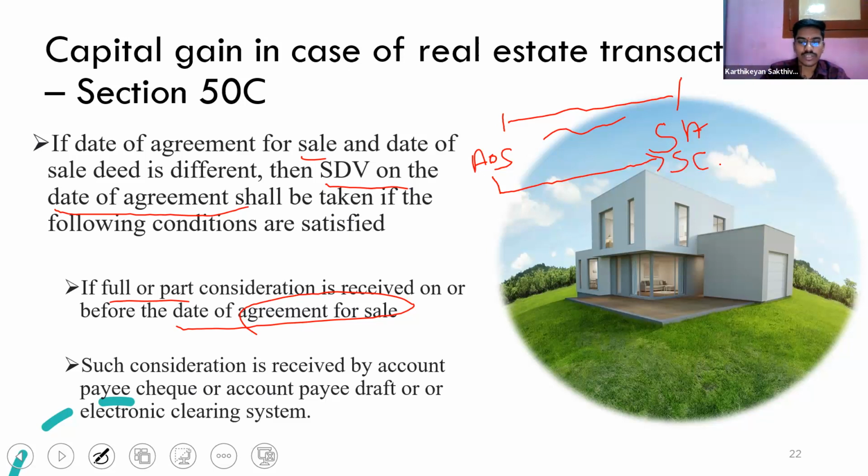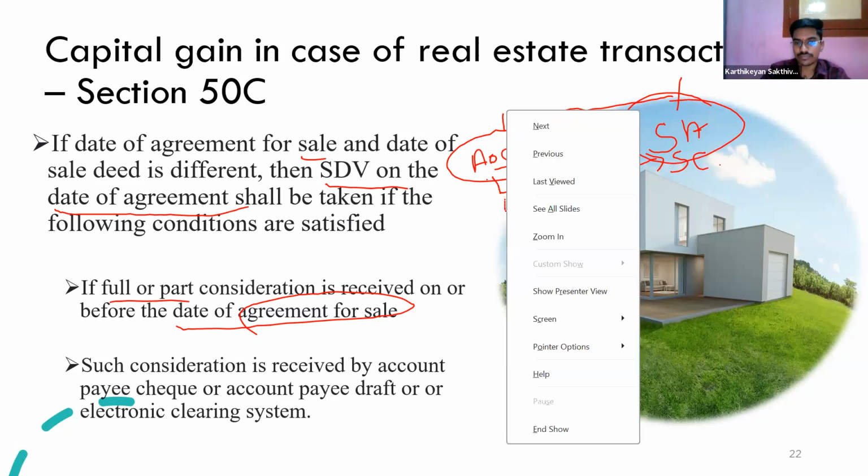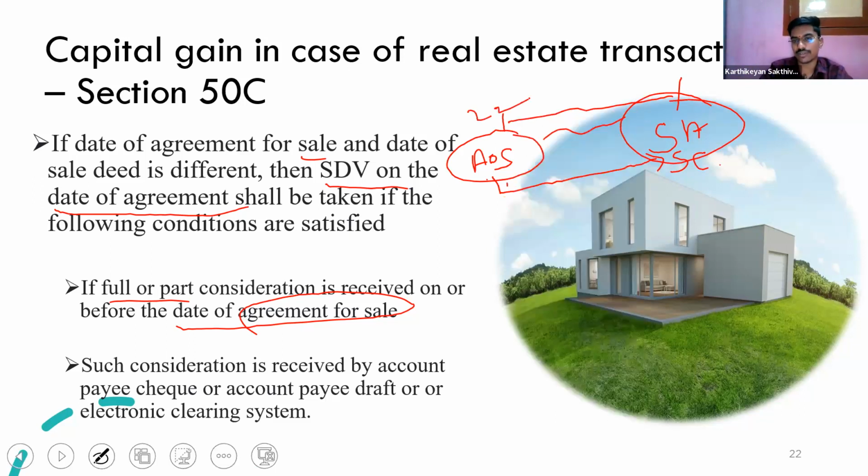Okay? So what they have said is, if the agreement for sale is different and the sale agreement is different, then you can take the stamp duty value on the agreement for sale date. So assume this is in 22 and this is 23. So you can take the stamp duty value as on the agreement for sale if two conditions are satisfied.